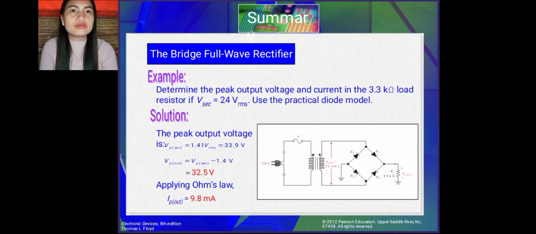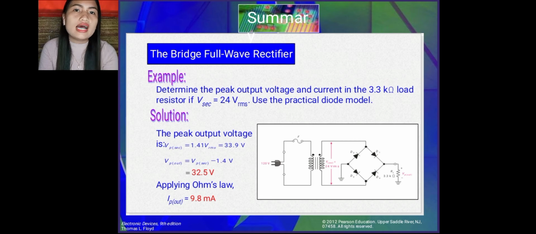For example, determine the peak output voltage and current in the 3.3 kilo ohms load resistor if ang volt secondary is equal to 24 VRMS. So use the practical diode model. So, sa given, meron tayong 3.3 kilo ohms at 24 VRMS. At gagamitin natin ang practical diode model para sa example na ito at hahanapin din natin yung peak output voltage at yung output ng current.